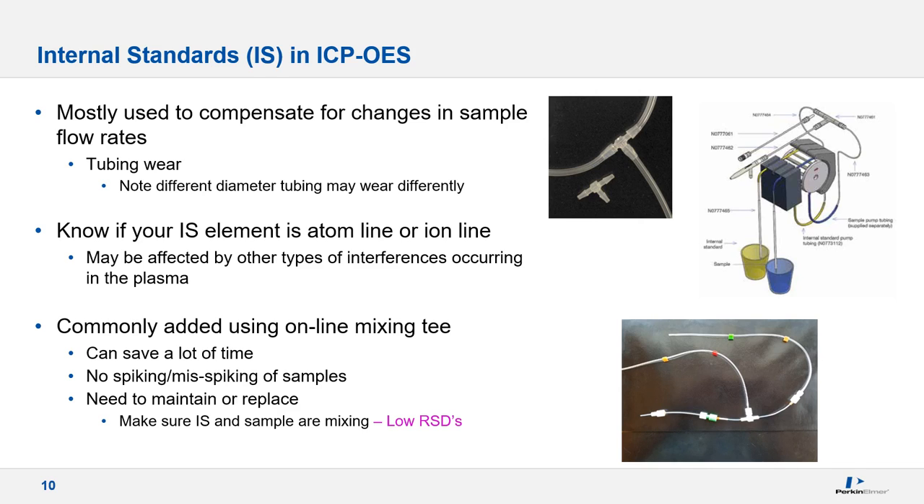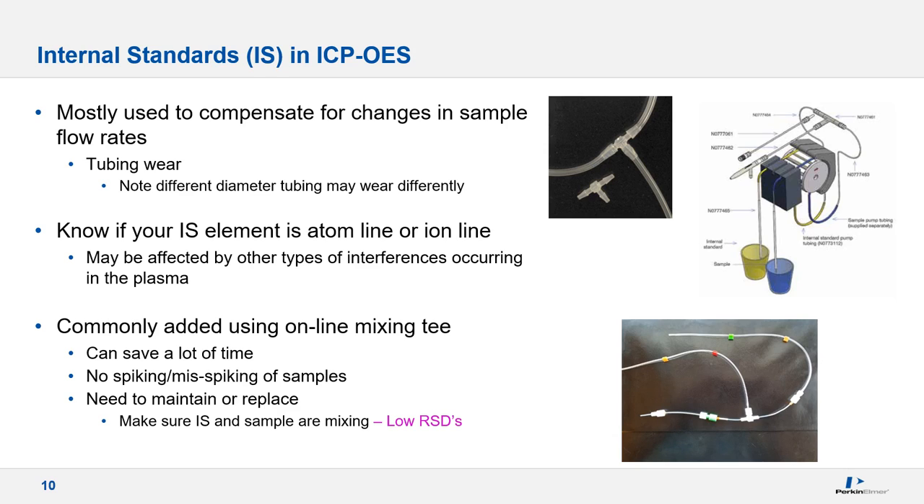The use of an internal standard cannot correct for all types of matrix interferences. You should understand the limitations of an internal standard. Most production labs use online mixing of the internal standards using a mixing tee, such as the one shown on the right-hand side of the slide.